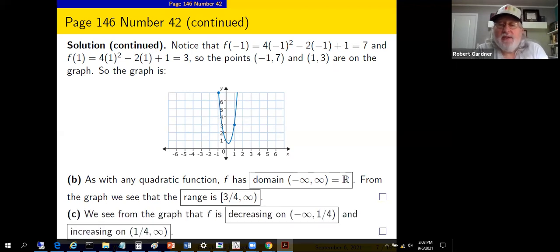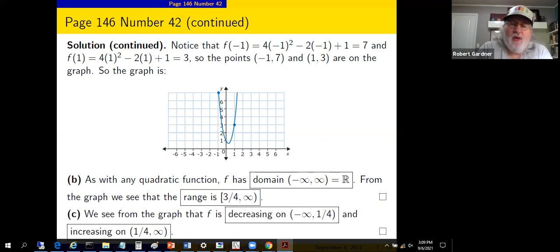They wanted to ask us about increasing and decreasing. Okay, remember to read left to right, left to right. It goes downhill, apparently really, really steeply downhill, but it goes downhill till we reach the vertex, and then it changes to going uphill, apparently really, really steeply. But anyhow, it goes downhill, then uphill. It switches over at the vertex, which had x coordinate 1/4. So it's decreasing from -∞ to 1/4 and increasing from 1/4 to infinity.